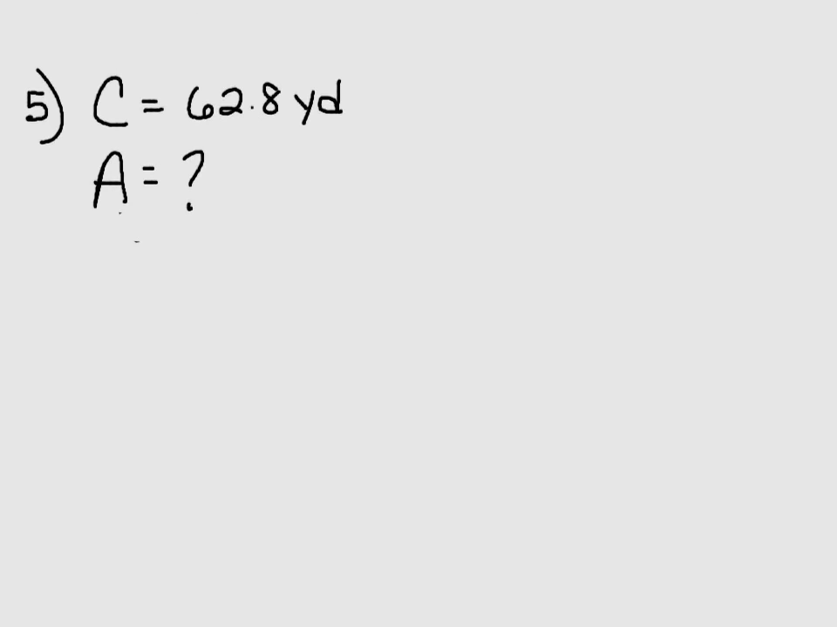On number 5, I don't have a figure, but I have the circumference of a circle, and I want to find the area of a circle. So, area equals pi r squared. What do I need to find the area of the circle? What I need to find is what the radius is of this circle.